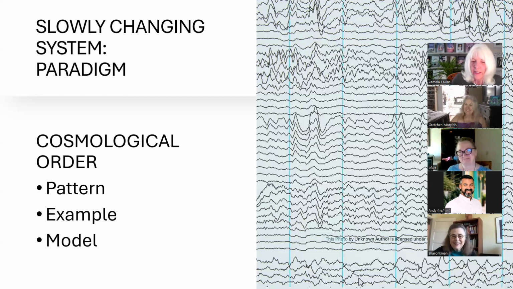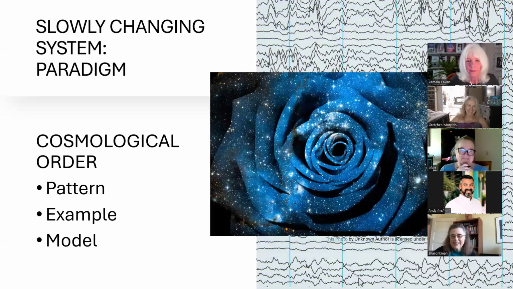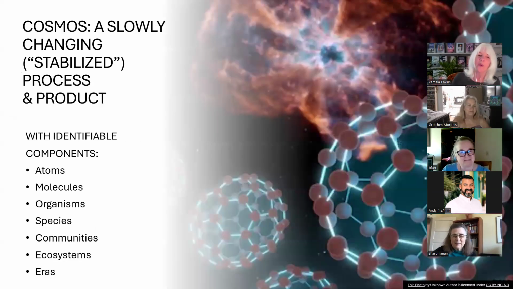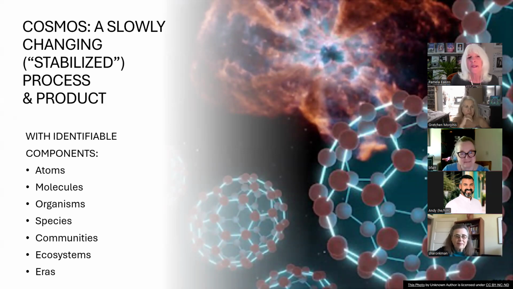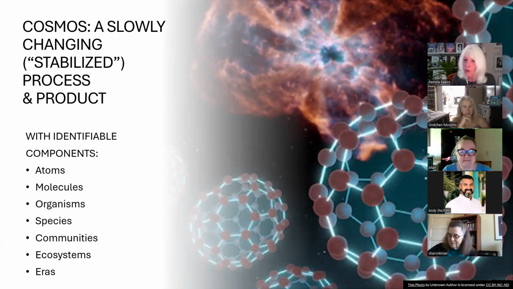That's Angel. Okay. Perfectly organized, orderly universe. Okay, cosmos is slowly changing. This is what we want to realize about cosmos. It's a stabilized process and product with identifiable components. This is our human quest, right, to understand.